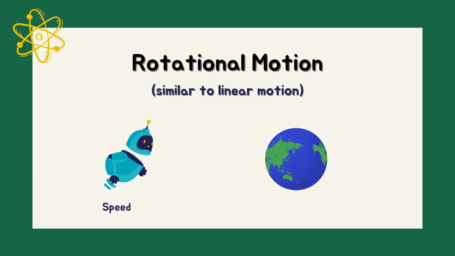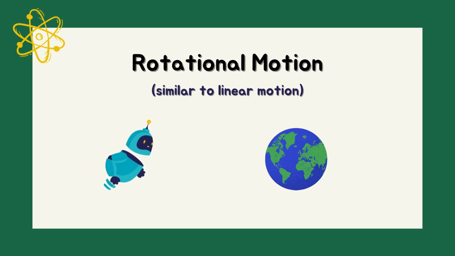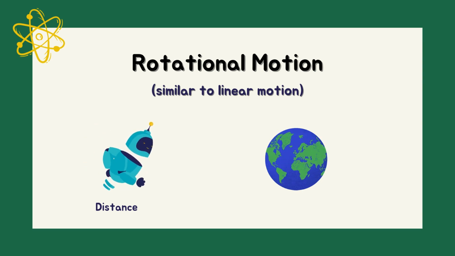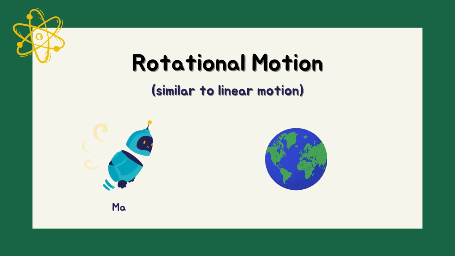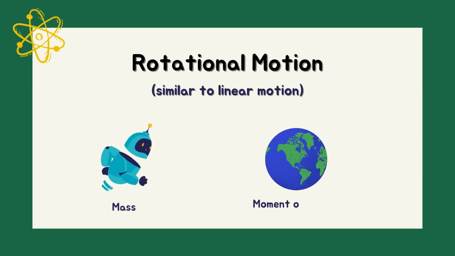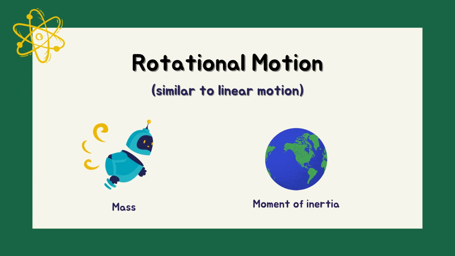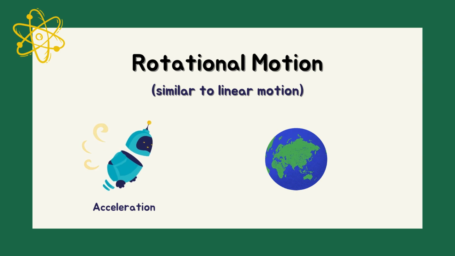While linear motion may use speed or velocity, rotational motion uses angular velocity. In a similar way, distance is to linear motion as angular displacement is to rotational motion. Whereas linear motion uses mass, rotational motion uses something known as moment of inertia, which is something we'll discuss later. Lastly, there is a difference in acceleration and in angular acceleration.